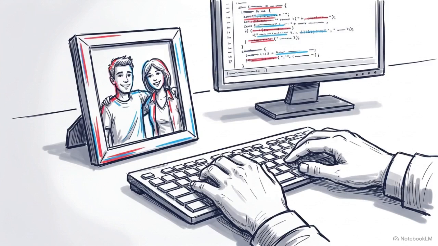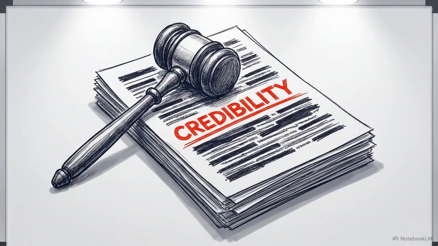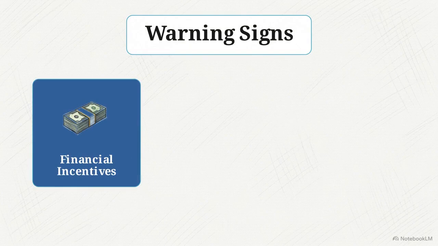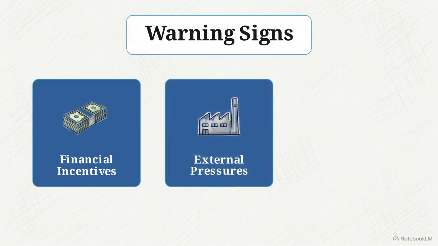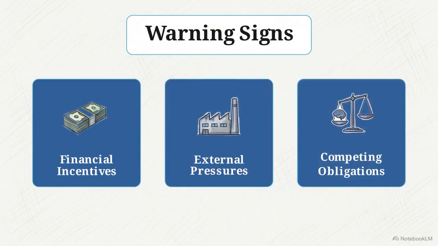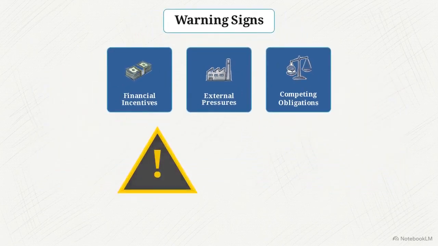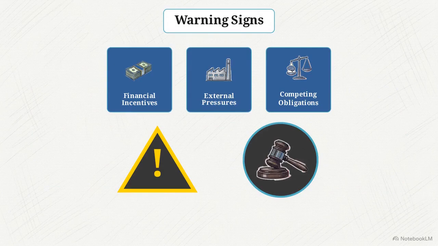These conflicts rarely start with obvious corruption like a cash bribe. Often they grow from unconscious emotional bias or divided loyalties. In a court of law, even the mere appearance of a conflict is enough to damage public trust and destroy an investigation's credibility. You have to recognize the warning signs early. If you see financial incentives, external pressures, or competing professional obligations, you are looking at a potential conflict. Ignoring these signs leads directly to a loss of objectivity, ethical violations, and heavy legal challenges.